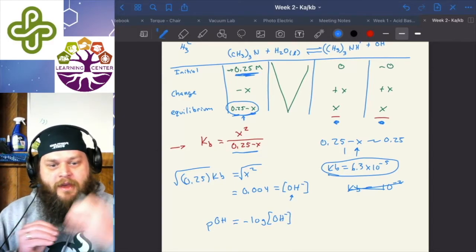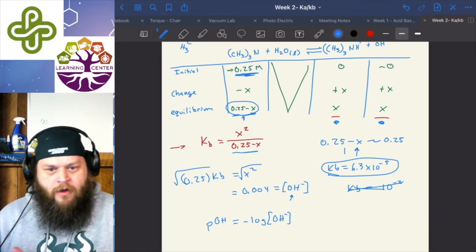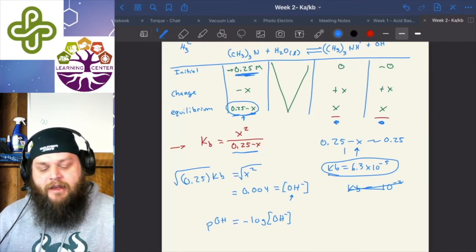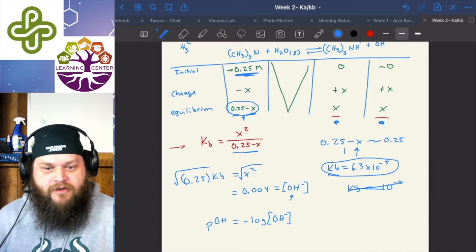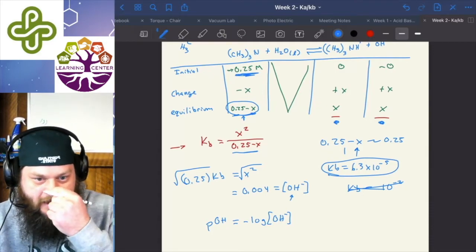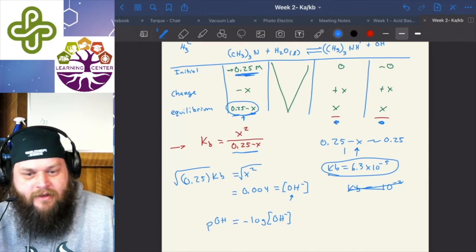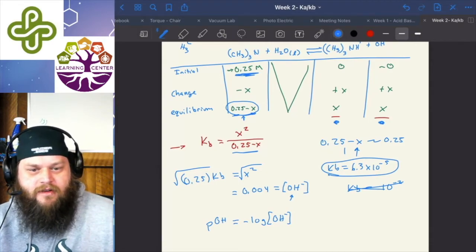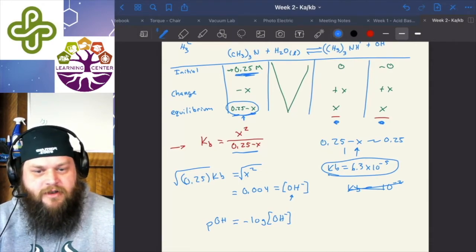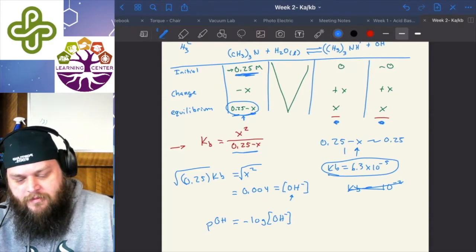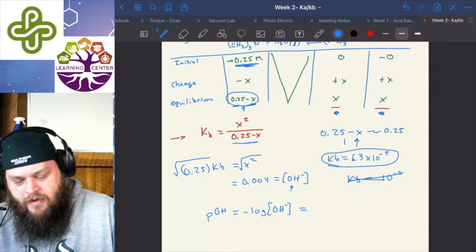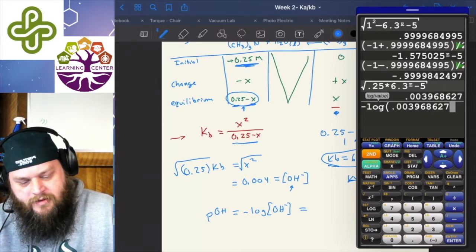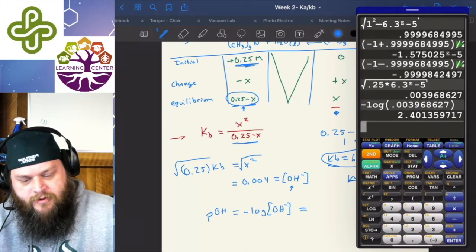So anytime you have that p of something, p of x or p of OH, pH, we're taking the concentration of whatever that something is. In this case, OH. And we're taking the negative log of that to find that pOH. If we had the pOH value and we wanted to get back to that concentration, that's when we would take 10 to the power of the negative pOH to get back to our concentration. So doing this, negative log of our concentration gives us 2.40.